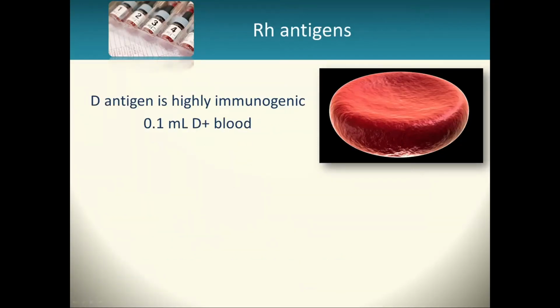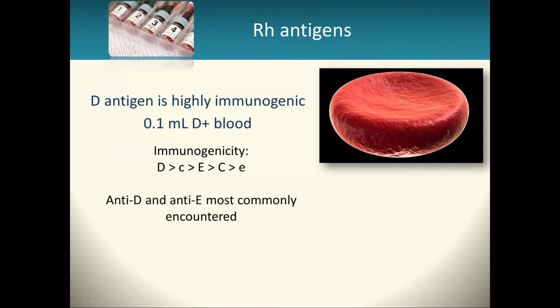The D antigen is the most immunogenic antigen outside the ABO blood group system. In fact, as little as 0.1 mL of D positive blood in a D negative recipient is enough to elicit an immune response in the majority of cases. Next to the D antigen, the following Rh antigens are listed in order of immunogenicity: little c, big E, big C, and little e. However, anti-D and anti-big E are the most commonly encountered alloantibodies in the routine blood bank in the United States.